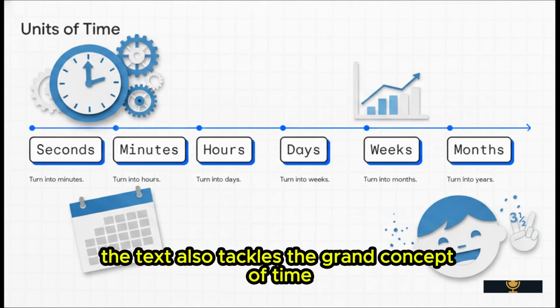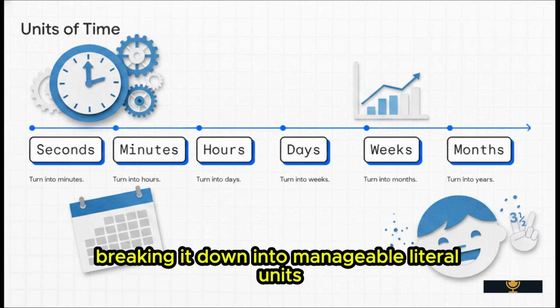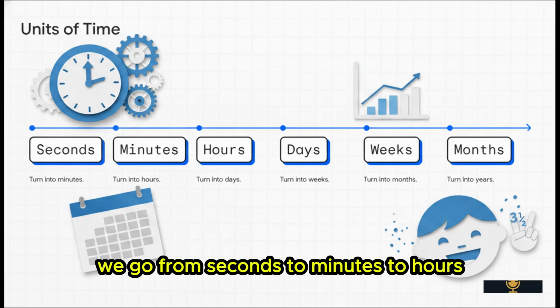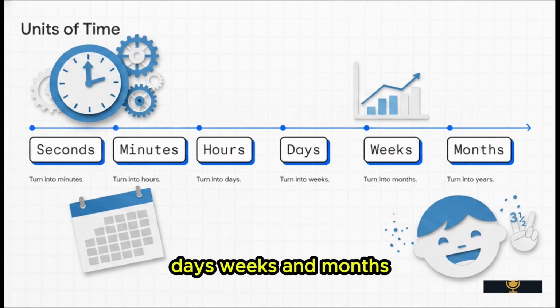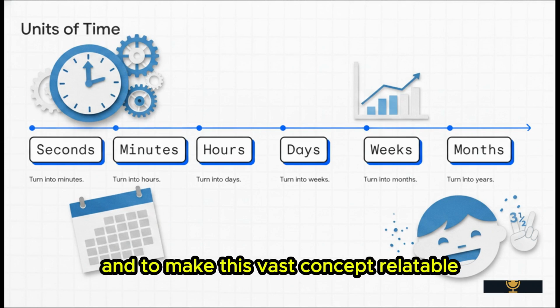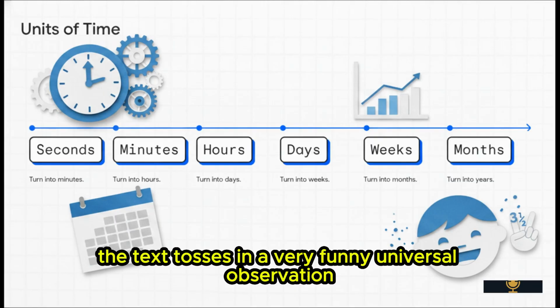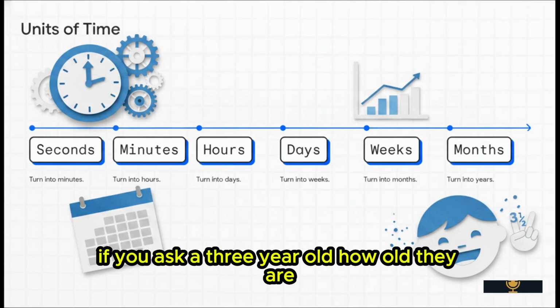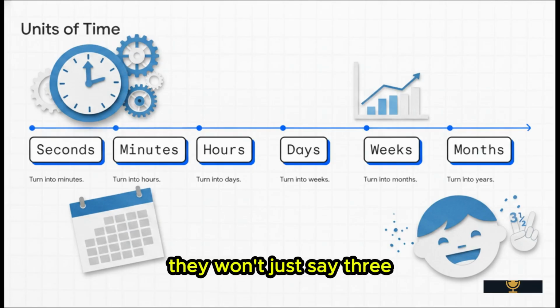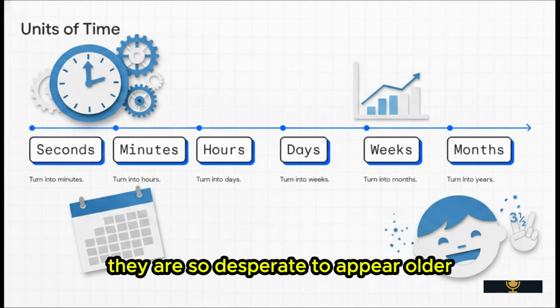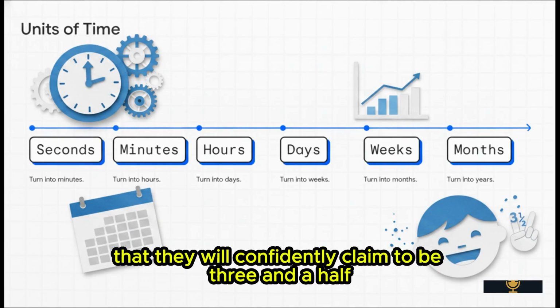The text also tackles the grand concept of time, breaking it down into manageable, literal units. We go from seconds to minutes to hours, days, weeks, and months. And to make this vast concept relatable, the text tosses in a very funny universal observation. If you ask a 3-year-old how old they are, they won't just say 3. They are so desperate to appear older that they will confidently claim to be 3.5.